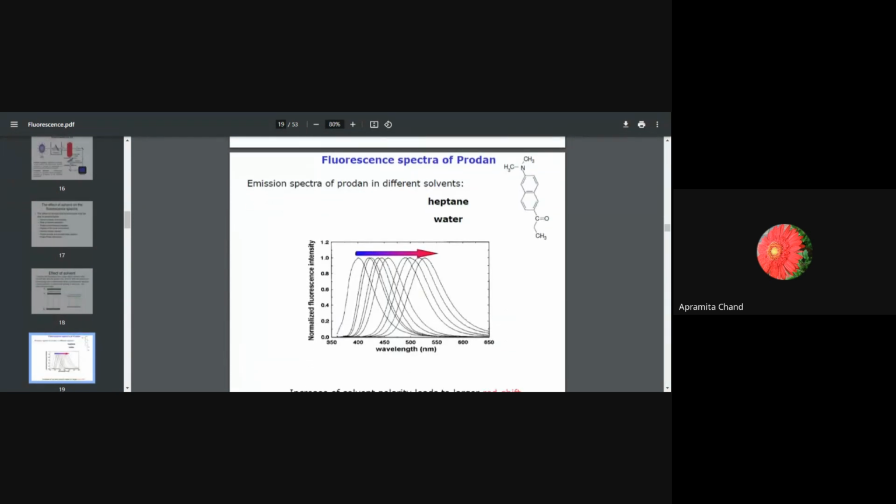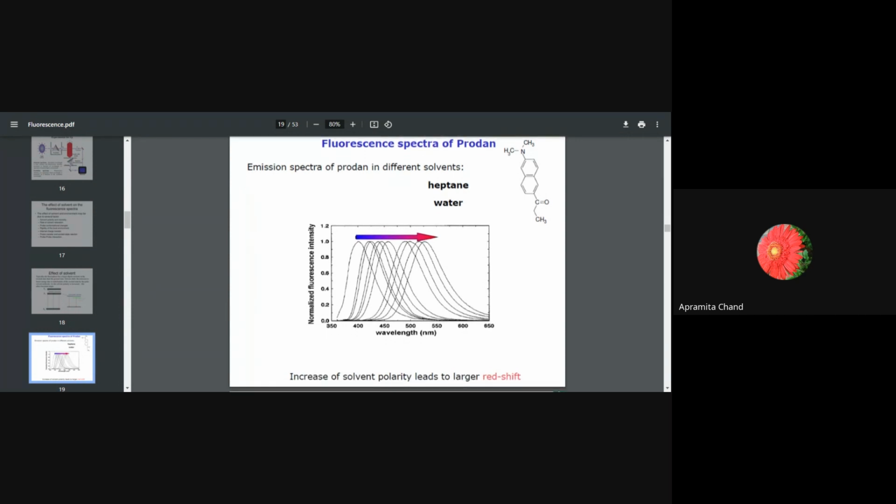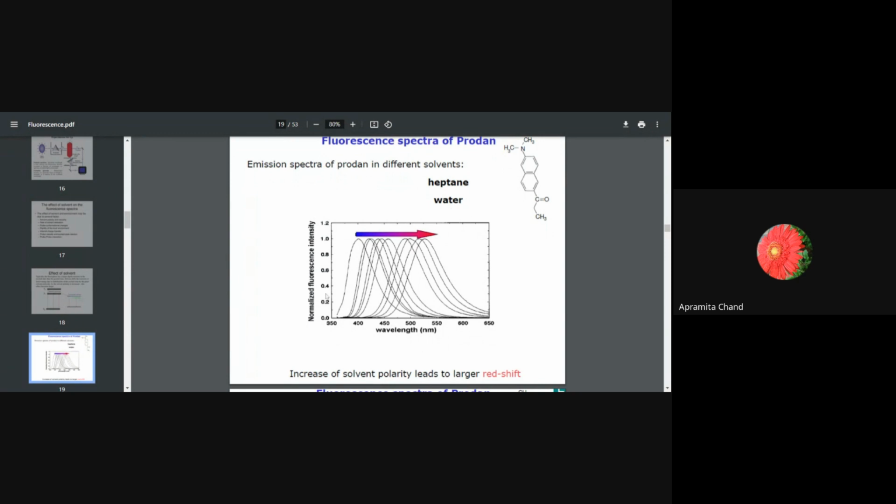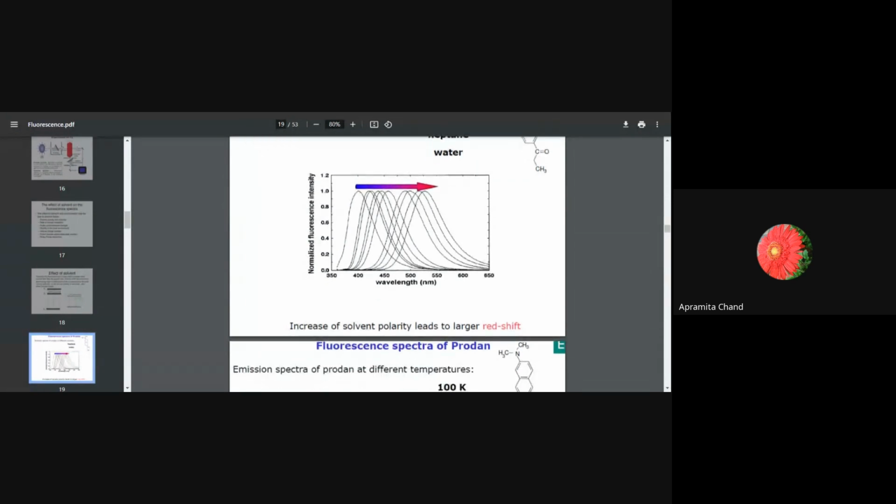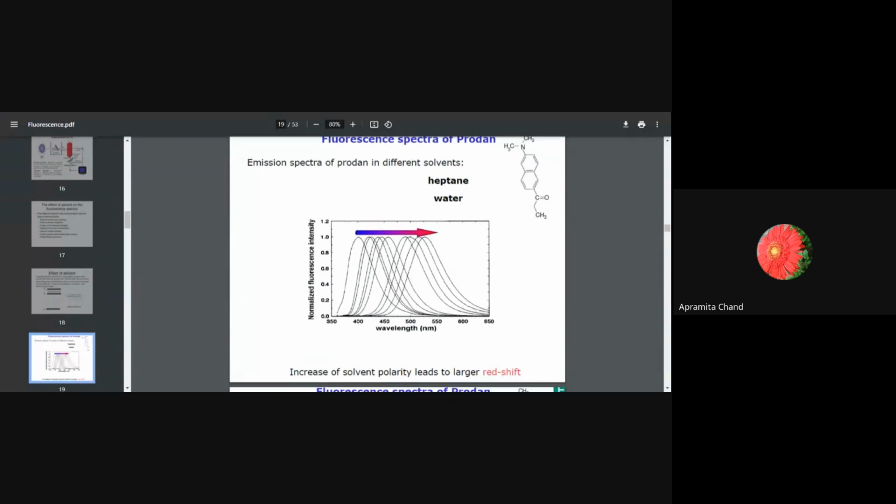Here you can see that in a particular molecule named prodan, the emission spectra shift in different kinds of solvent. From different concentrations of heptane and water, the fluorescence intensity is also shifting. Whenever the solvent polarity increases, it leads to a larger red shift. So it's a shift towards longer wavelengths when more water is used.